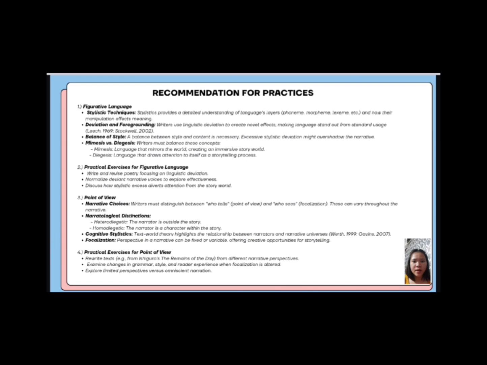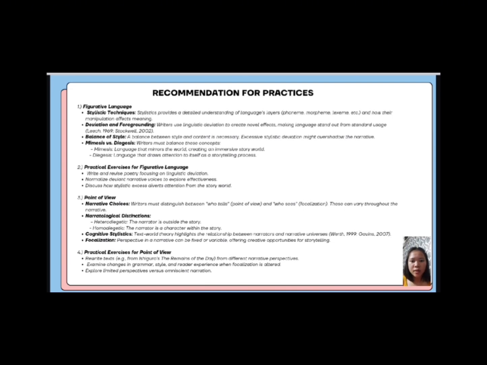Exercises like reimagining passages from Kazuo Ishiguro versus Virginia Woolf allow writers to explore the implications of different points of view. For instance, shifting from omniscient narration to a single character's perspective creates intimacy but limits the reader's understanding of the characters or events. Omniscient narration, while comprehensive, can lack the emotional depth of a more focused perspective. These choices highlight the tension between limited perspectives and omniscient storytelling, while fixed focalization offers clarity and coherence. Variable focalization enriches the narrative by offering multiple viewpoints.